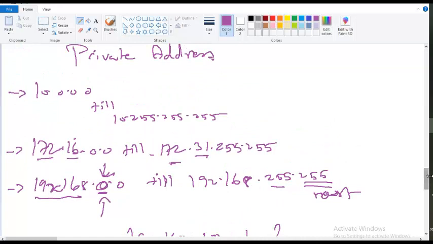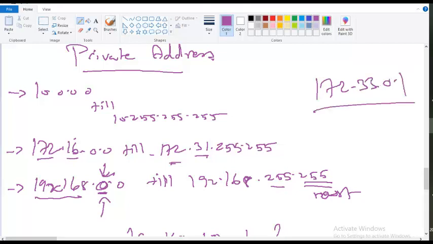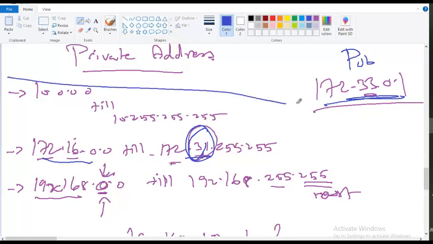These ranges of addresses are private. All the rest of the addresses are public. So if you know only this much, it's enough. I know what is private. The other things are public. For example, 172.33.0.1. Is it a private address? No. Look at this, 33. Private IP addresses end at 172.31. But here what I have written is 173. This is a public example. So all other addresses except these ranges are public.